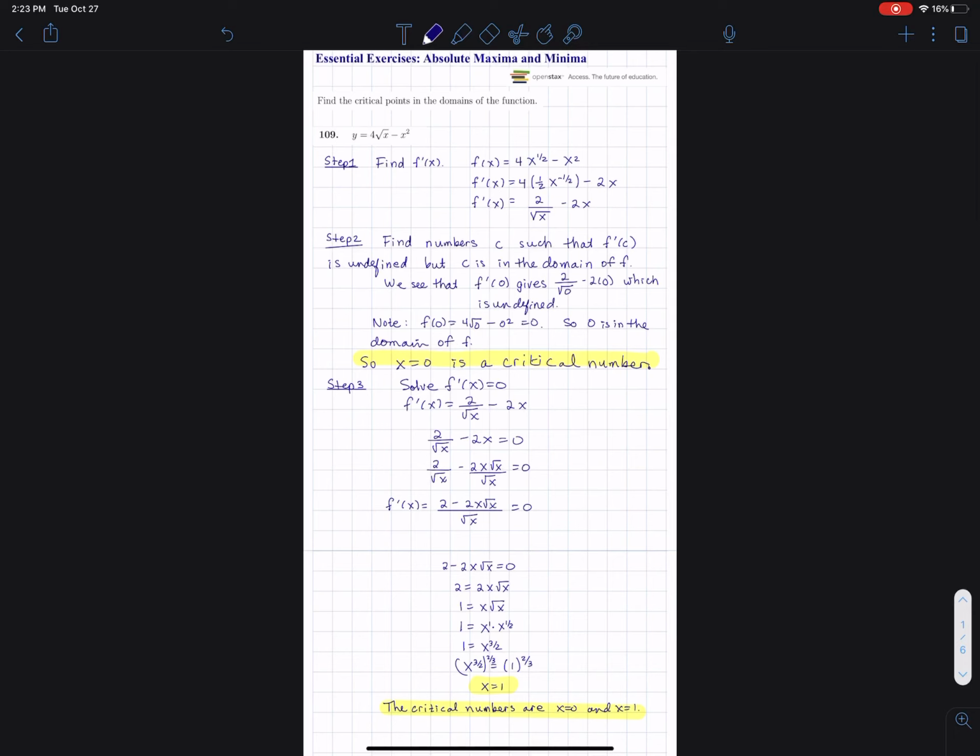This is an OpenStax problem. It's from OpenStax Calculus Volume 1, in the section on absolute maxima and minima, problem 109. All right, that's all.